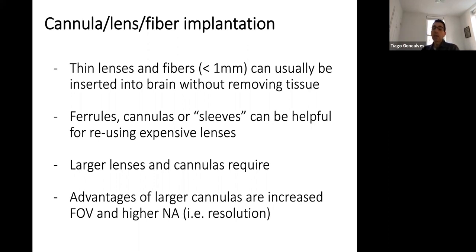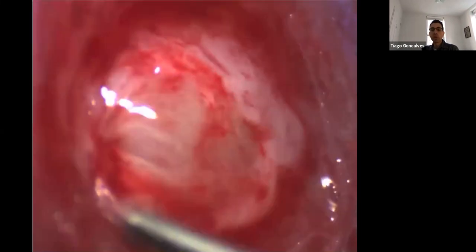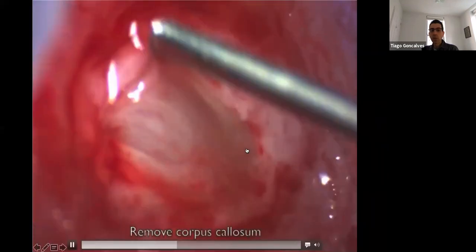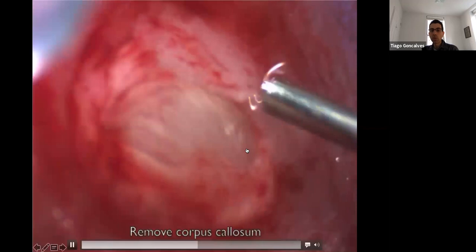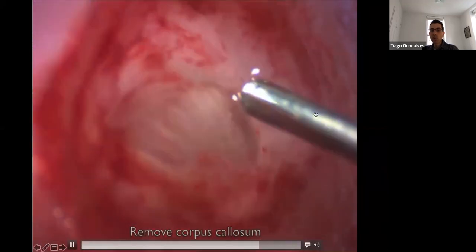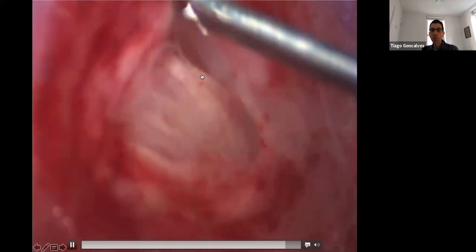But in the case of the cannulas, if you have a larger space where you're actually imaging, you also get higher resolution. And when you do these, this is kind of an extreme, a relatively big example of making space in the brain. So removing tissue, you do it with a surgery, an aspiration surgery. And here, this is a corpus callosum, by the way.